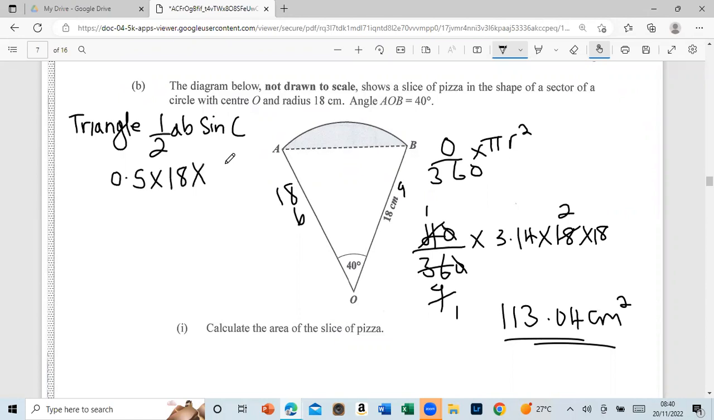And now what we're going to do, find sin 40. So sine C, this is sin 40, this right here, this angle. So what's sin 40 equal? Let me just multiply by sin 40, just to show you guys that step.